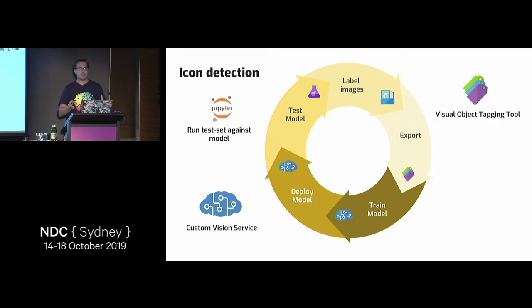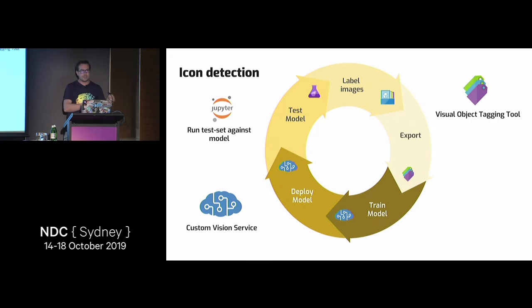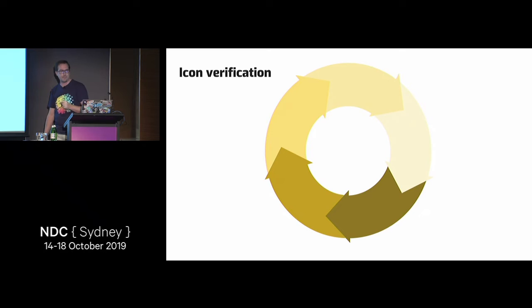And then we have some Jupyter notebooks with our test cases, and we run that against the API. And we'll see if our model improved on our test set or was getting worse. So that was object or icon detection. This still doesn't say if the icon is real or not. It doesn't see the very small difference. It just finds icons for you.